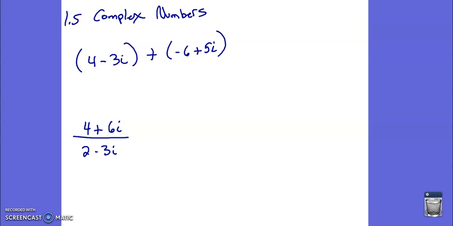This is 1.5 complex numbers. Before we get into this, and some of this you should remember from a prior class, but just a couple definitions. When you're talking about an imaginary number, that literally is the square root of negative 1.